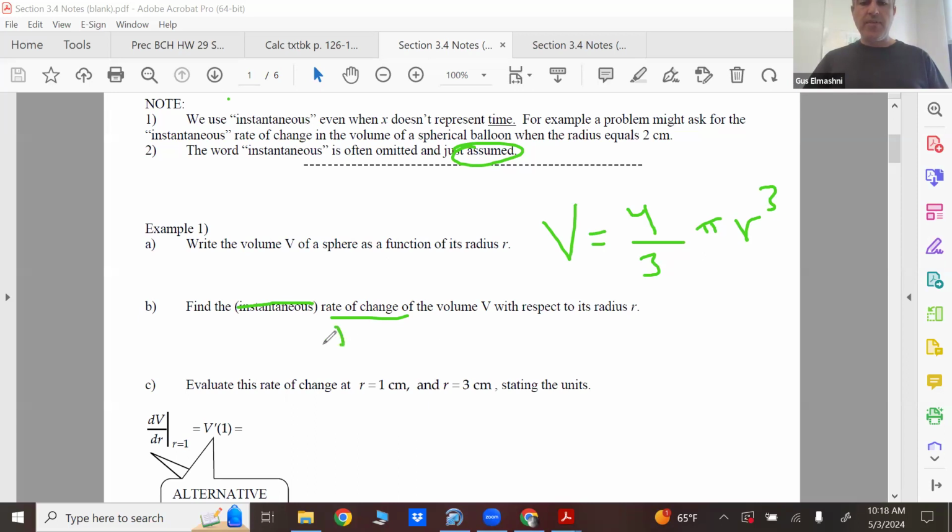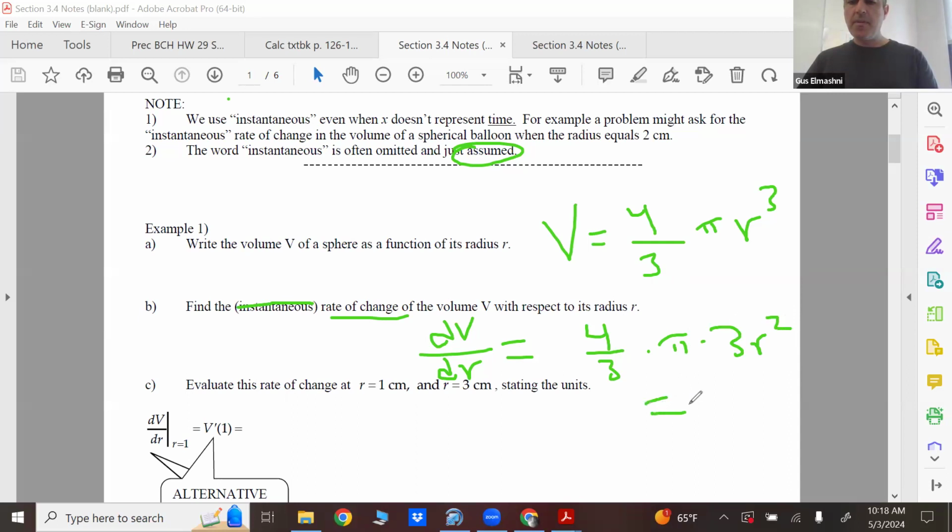So what you're going to do is dV over dr. I'm going to be more intentional when I write the derivative because I'm not doing respect to time, we're doing respect to the radius. So it's 4/3 times pi. What's the derivative of r cubed? 3's cancel. You get that. Anyone recognize what that formula is?